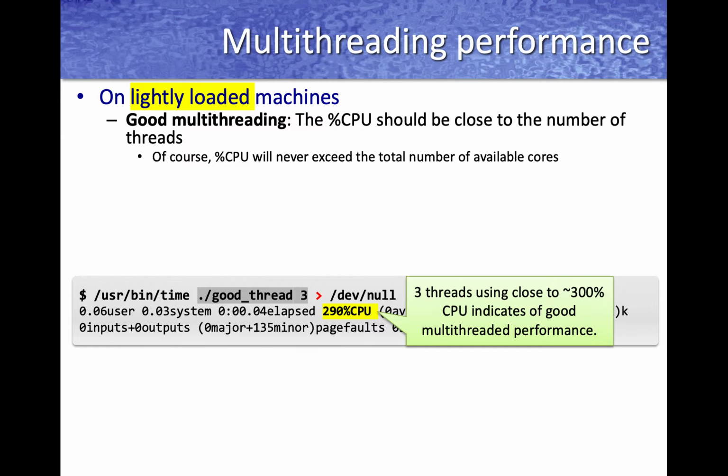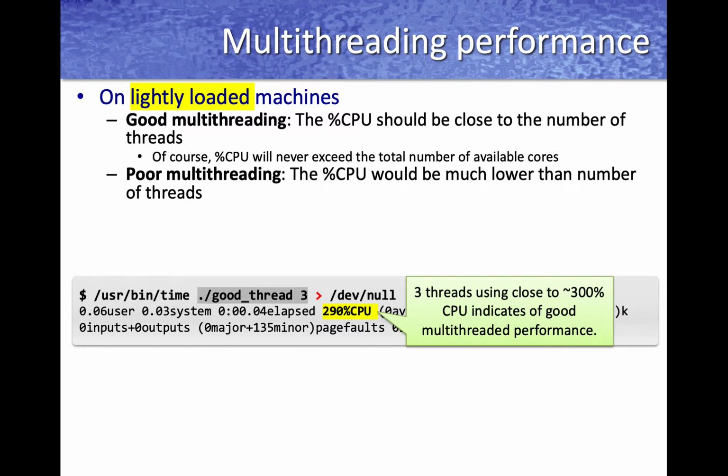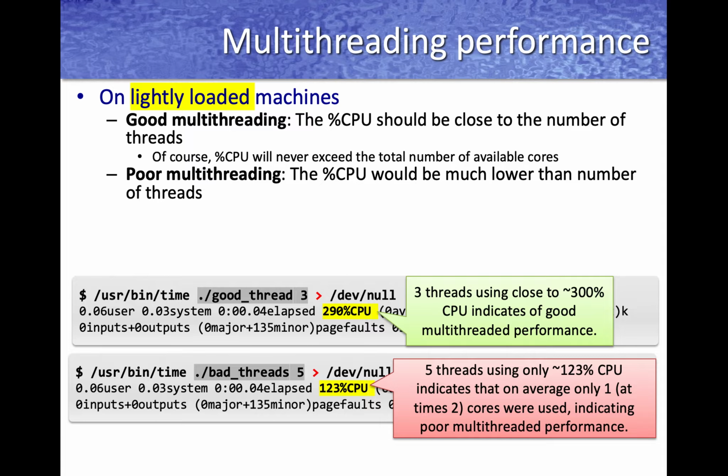If you have four threads, you should see 400% on a 4-core CPU. But keep in mind the percentage CPU will never exceed the total number of cores that are available on a given CPU. If you have poor multithreading, then the percentage CPU would be much lower than the expected number for a given number of threads. So for example, in a poor multithreaded case, if you're running say 5 threads, you might only see about 100% or 200%, less than 500% CPU usage, considerably less, and that indicates that the program is not multithreaded effectively.